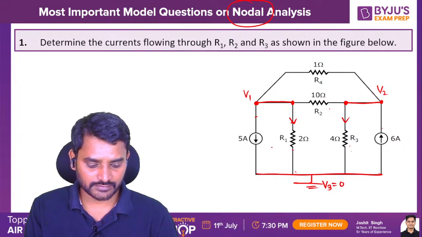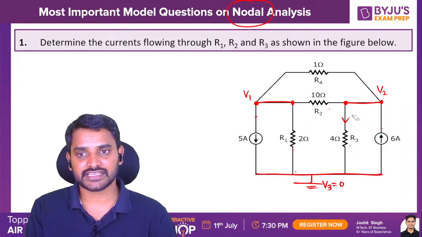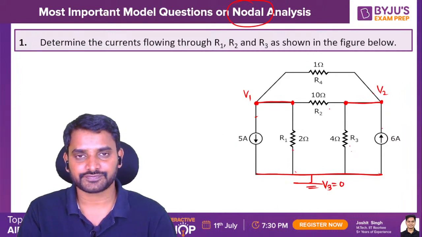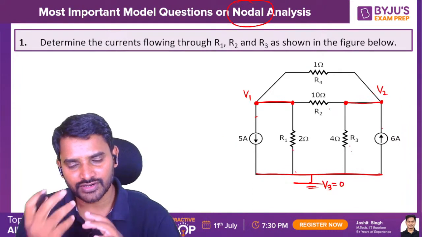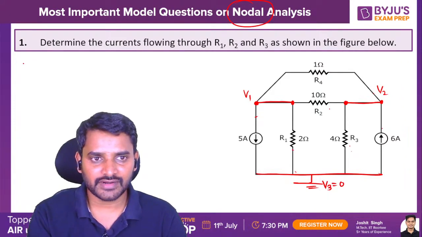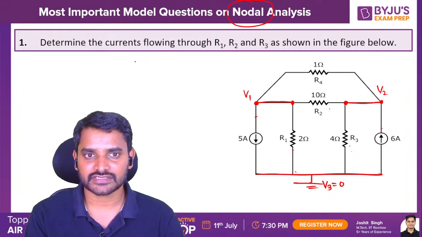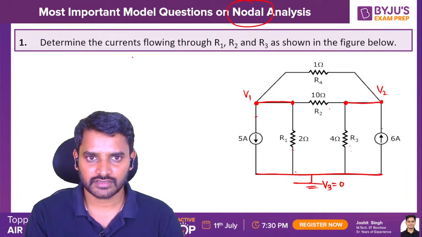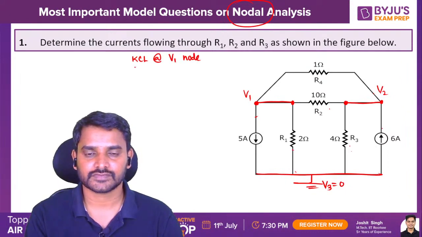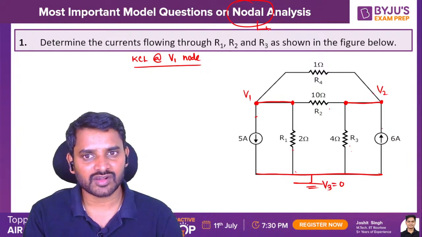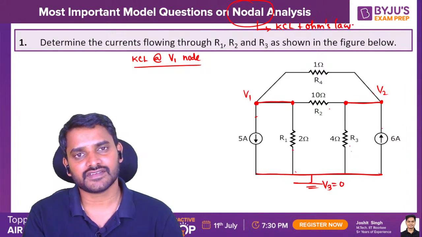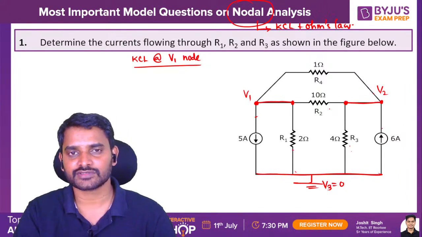So, let us write the current equations, or nodal equations, at each and every node. Please do it from your side also and post your answers if you get it, right? I am writing the nodal equation, KCL at the V1 node. Nodal analysis is nothing but what? It is a combination of KCL plus Ohm's law. That's it. Write KCL first, followed by Ohm's law, and convert the KCL into Ohm's law.